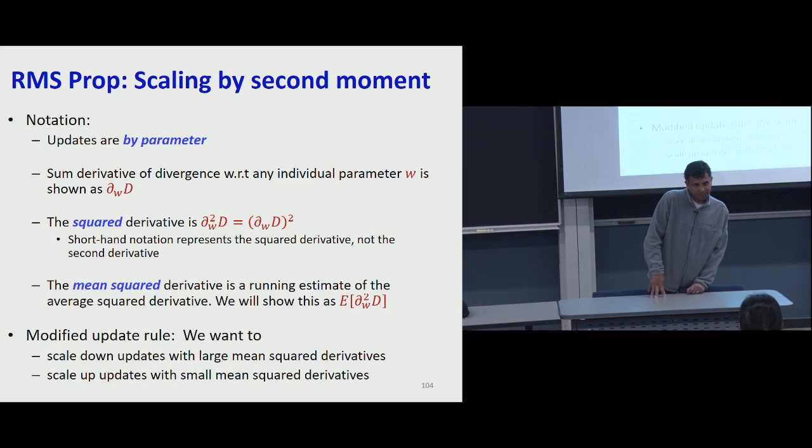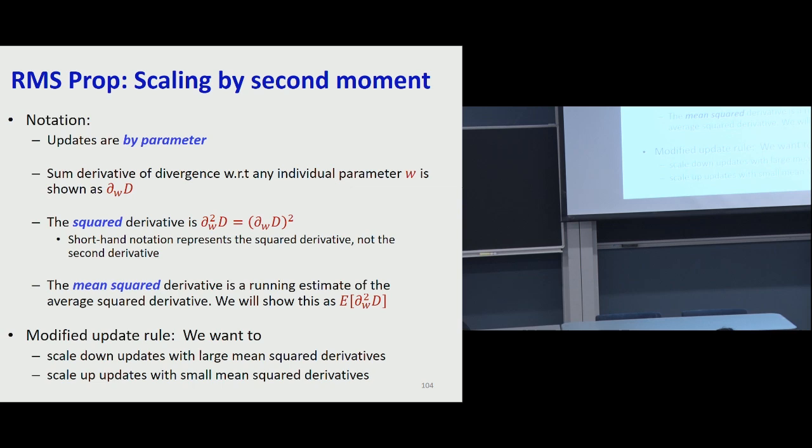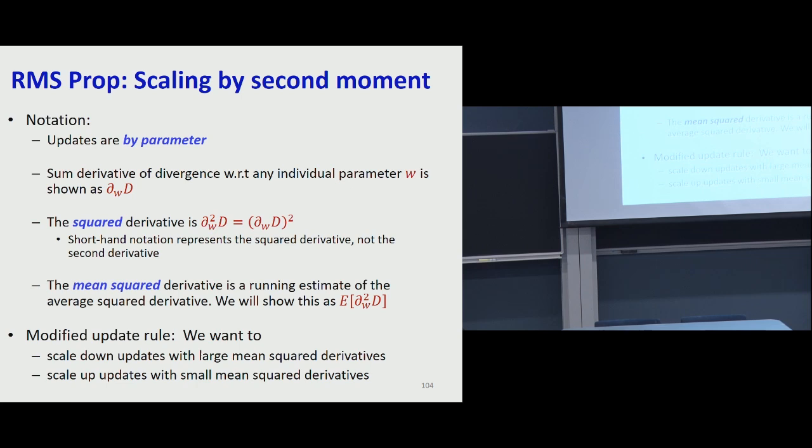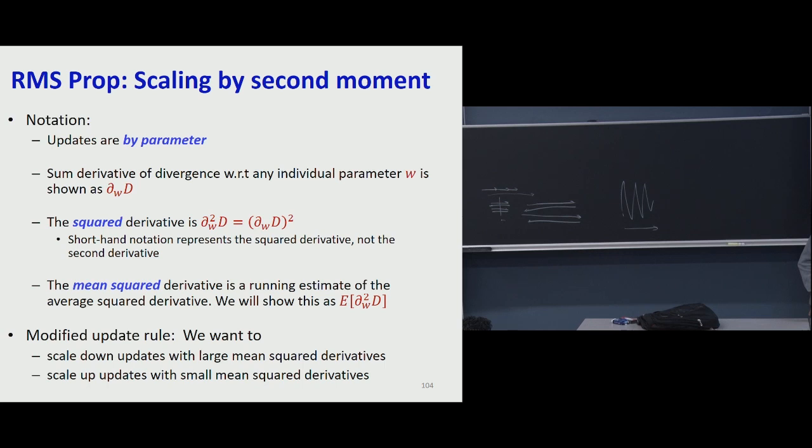So remember that we have two things going on over here. One is the expected value of these oscillations. The other is the actual variation itself, right? So RMS prop is only considering the second order, the variance, the second order movement.